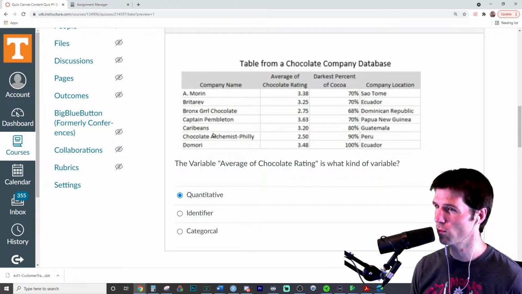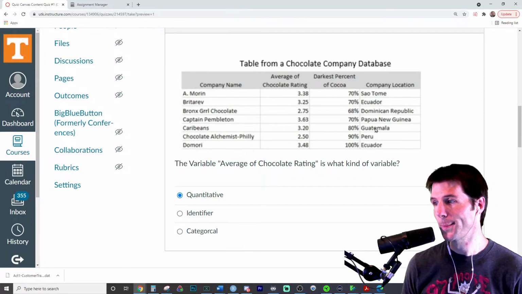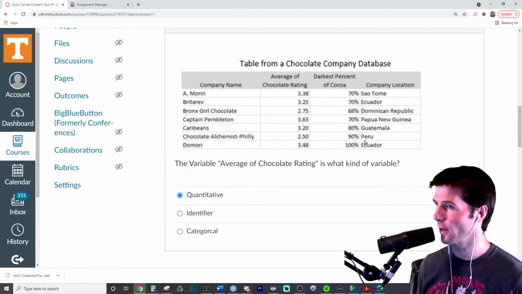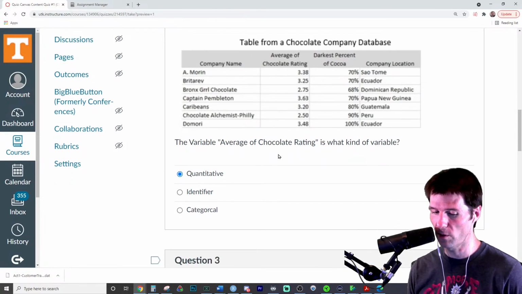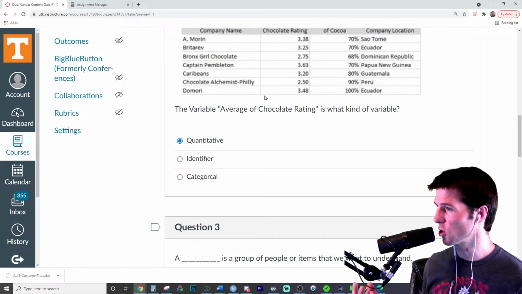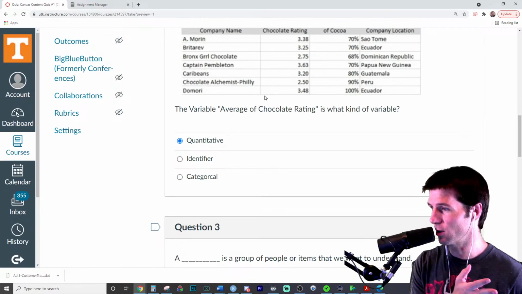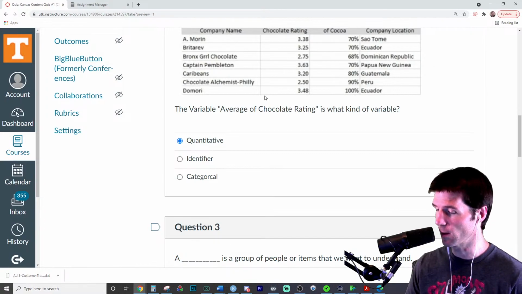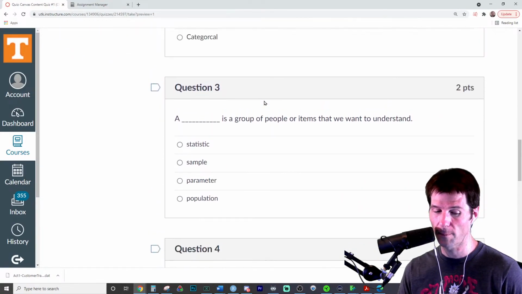So company name is probably the identifier. You might say, wouldn't company location identify it? You could have two chocolate companies in Peru, so company location is not going to be an identifier. Couldn't two companies have the same name? Possibly, then we might put Chocolate Alchemist Philly 1 or Chocolate Alchemist Philly 2. Like with two Ghostbusters films, we have to make identifiers if two things share the same name, because then the name does not work as an identifier.